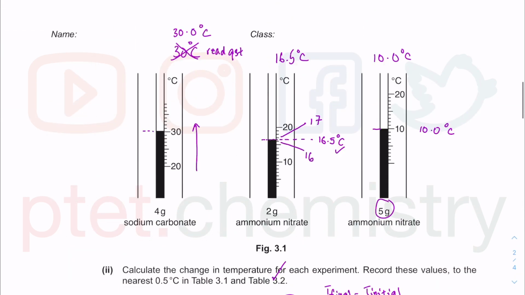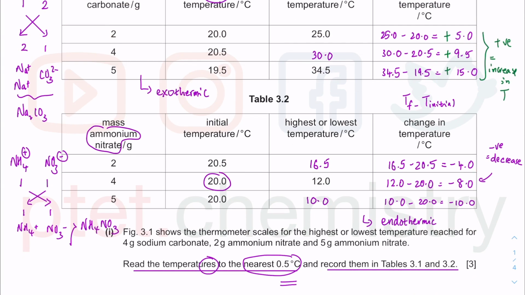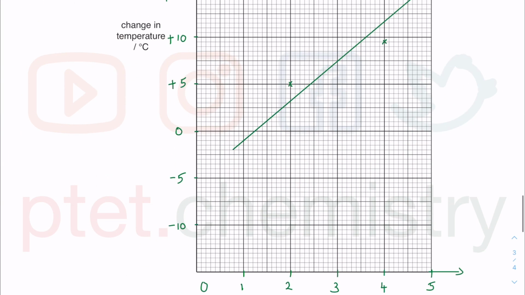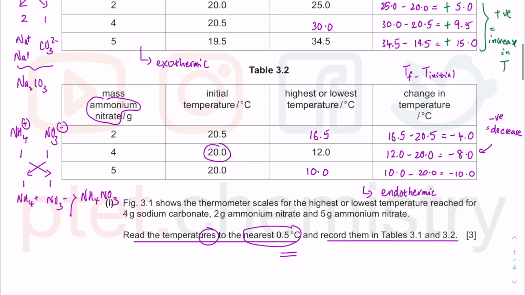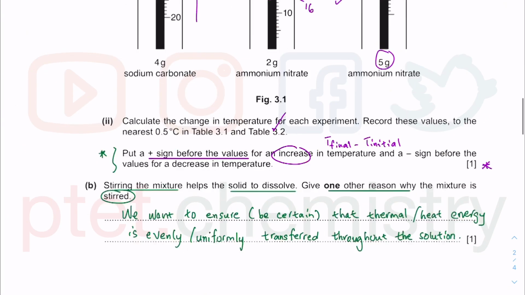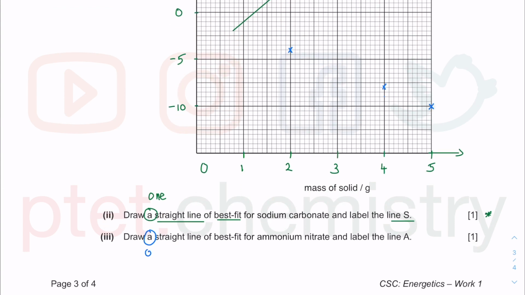Next up, we should really finish off the other table, which is for the ammonium nitrate. 2 gram minus 4.0, 4 gram minus 8.0. 2 gram is minus 4.0, which is there. And then 4 gram is minus 8.0. So here's minus 9, here's minus 8.0. And last but not least, I have 5 gram of ammonium nitrate minus 10.0. Again, draw a straight line of best fit.